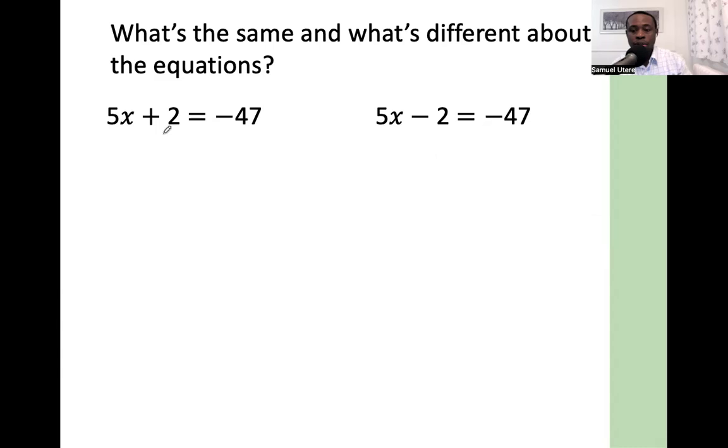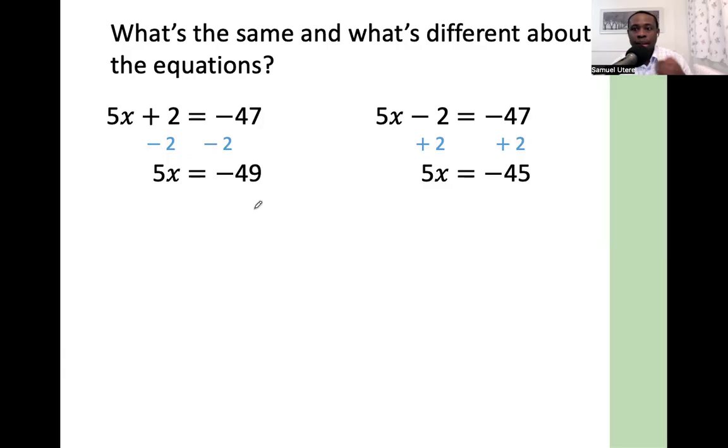So we start with subtract 2 on this side. Here we start with adding 2 because this is the inverse of subtracting 2. And this is the inverse of adding 2. Now we have 5x equal to negative 49 and 5x equal to negative 45.